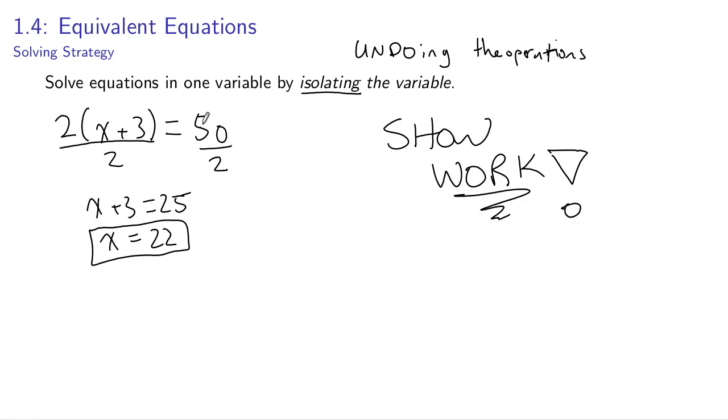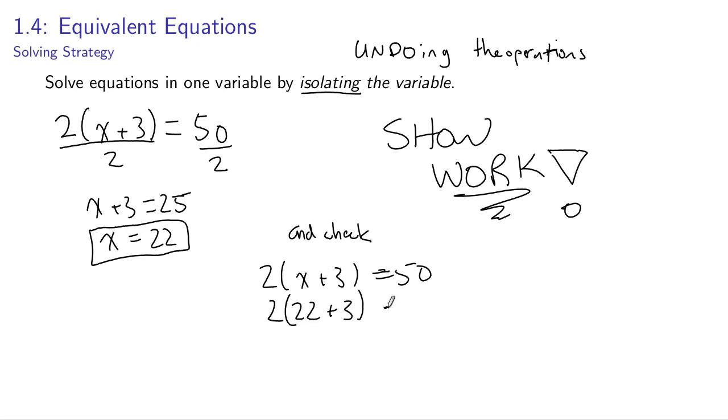Now, what if the problem didn't just say solve the equation, but it says and check? To check your result, take your solution and evaluate the equation. The original equation was 2x plus 3 is 50, and show that you have a true equation, which would make it a solution. 22 goes in where we have x. 22 plus 3 is 25. 2 times 25 is 50. 50 equals 50. So it checks.